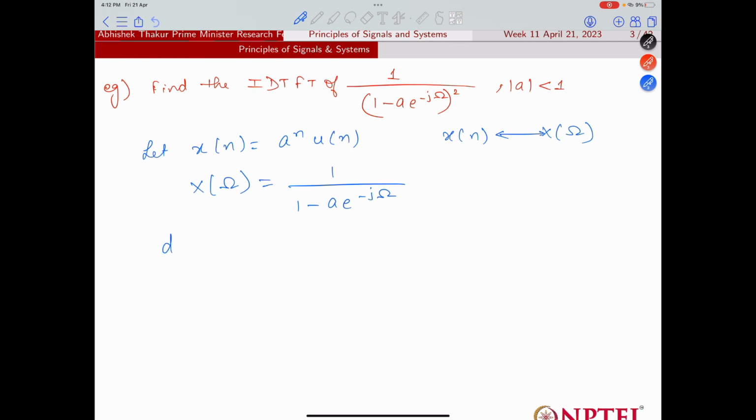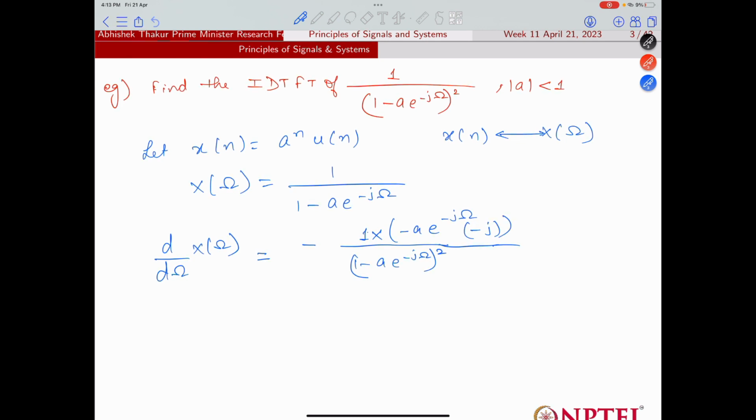Now when you take the derivative of X of omega with respect to omega, it will become minus of, first of all, in the denominator 1 minus a e to the power of minus j omega whole squared. In the numerator it will be 1 into minus a e to the power of minus j omega into minus j.